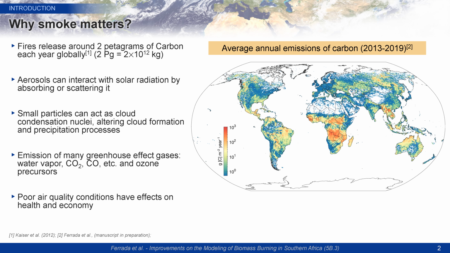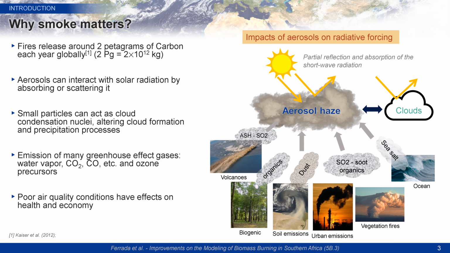Among all the gases released, there are also several greenhouse gases such as CO, CO2, methane, water vapor, and others that contribute to global warming. Also, fires release several hydrocarbons and nitrous species that are ozone precursors. In addition, aerosol particles interact with solar radiation in a way that they can absorb it or scatter it. On top of this, some of these particles can serve as cloud condensation nuclei that alter the formation of clouds and precipitation processes. And of course, when urban areas are exposed to poor air quality episodes, you can create health emergencies and interference with human activities such as the economy.